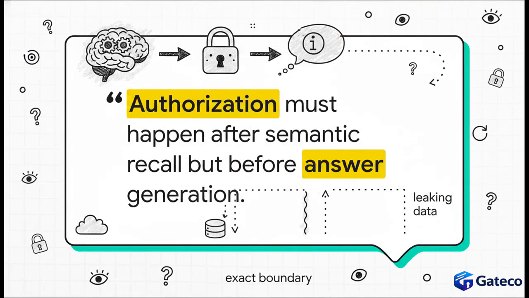To wrap up this explainer, I really want to leave you with this definitive architectural takeaway. Authorization must happen after semantic recall, but before answer generation. This boundary is quite literally the only place where access control is both meaningful and enforceable in an AI system. So I'll leave you with this question. If you aren't enforcing strict identity-based authorization right at this exact boundary, what else is your AI agent quietly leaking right now?